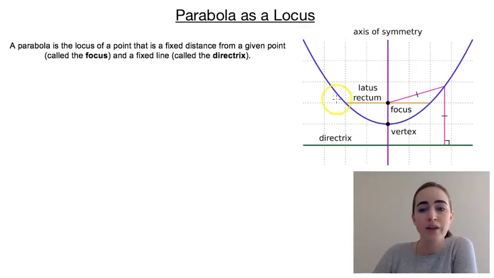So in our diagram, that blue line there, that's our parabola. And we have our focus right in the middle here. And we have our directrix, which is that green line along the bottom. So every single point on that blue line on our parabola is the same distance from the focus as it is from the directrix. So that's what these pink lines here are showing us.